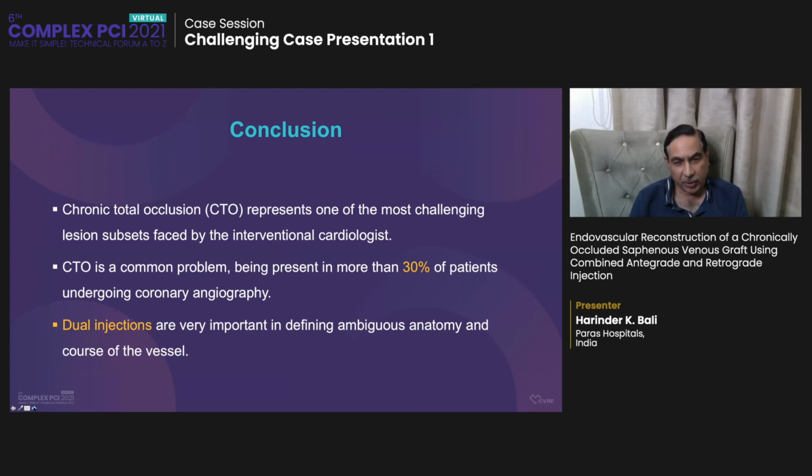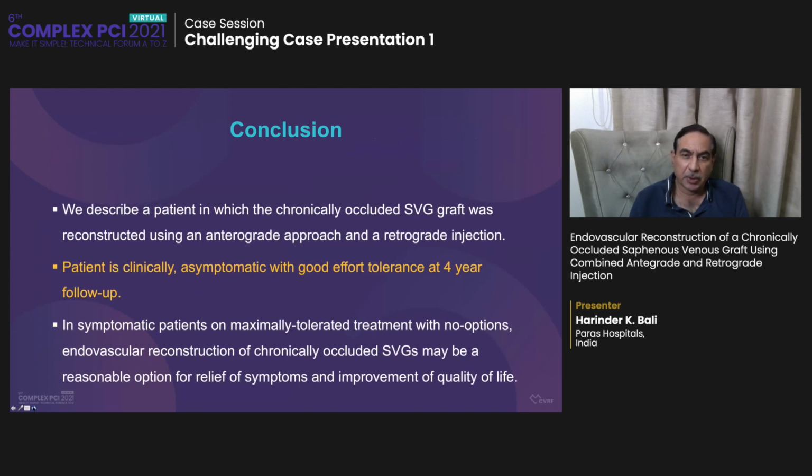Dual injections are very important in defining ambiguous anatomy, and in fact are used in most CTO interventions. We describe a patient in which the chronically occluded SVG graft was reconstructed using an antegrade approach and a retrograde injection to define the direction of the artery.